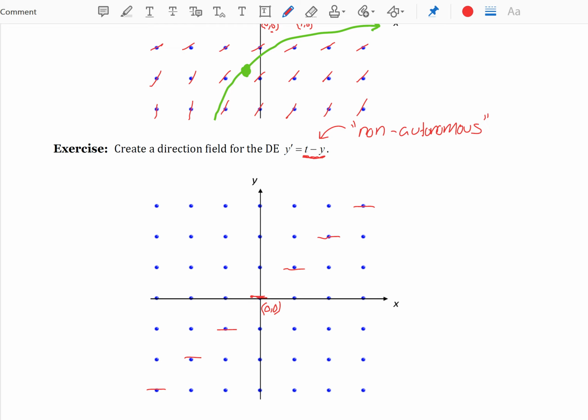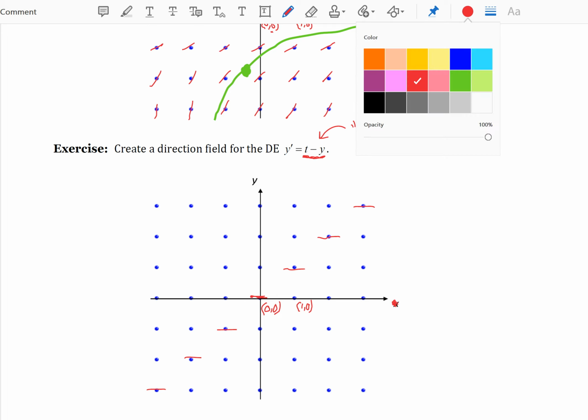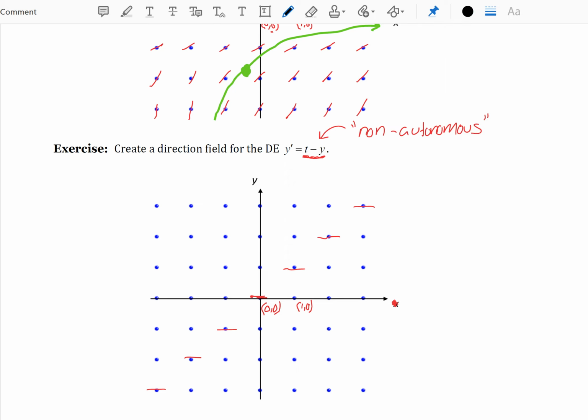Okay. Now let's go to another point. Let's consider the point 1, 0. If you evaluate your DE at 1, 0, and I notice I just called this X here. This should really be T, because we're talking about a T axis. Okay, so at 1, 0, plug in 1 for T, 0 for Y. At 1, 0, this would have a slope of 1.